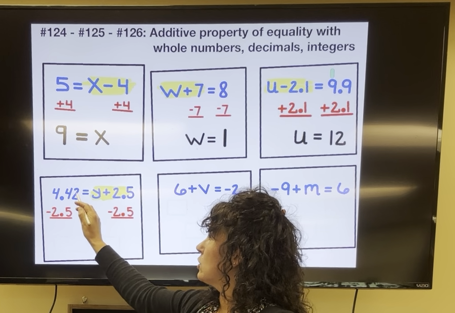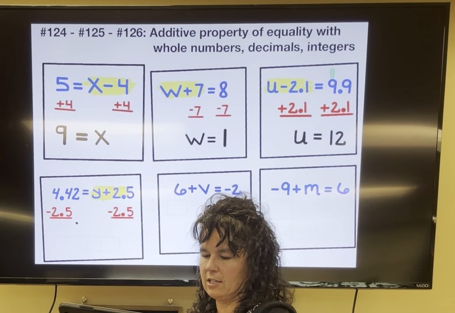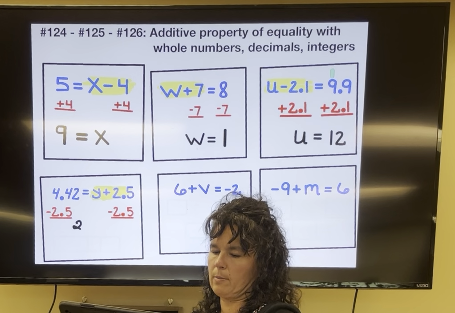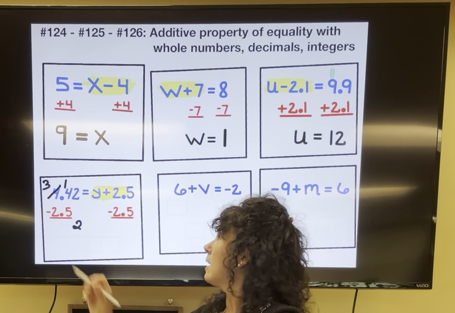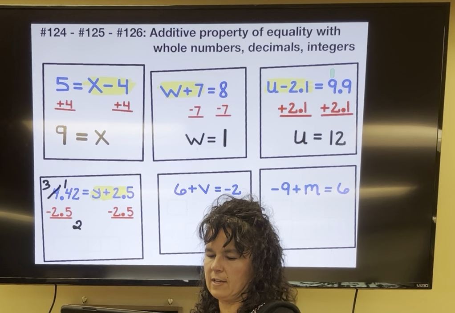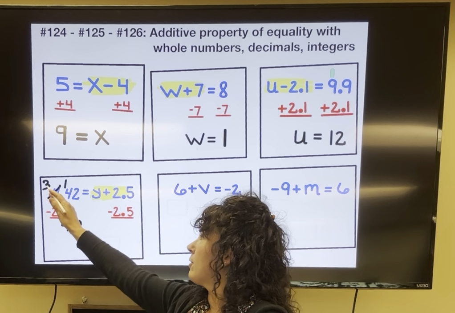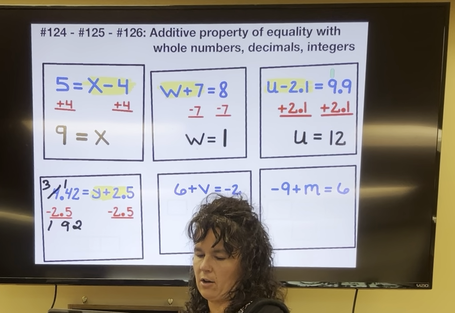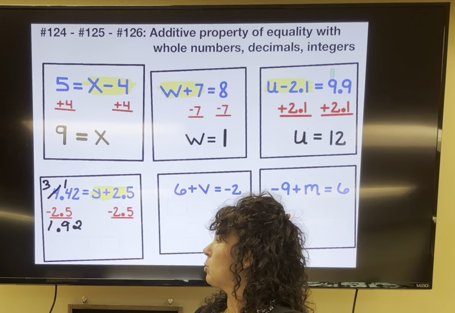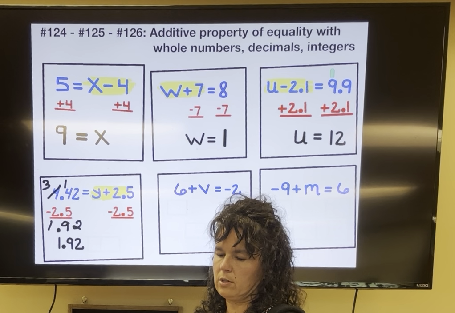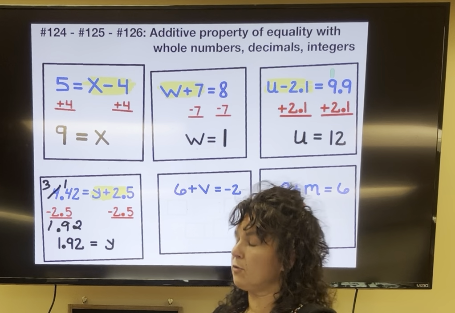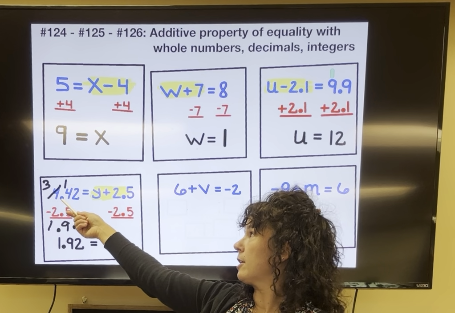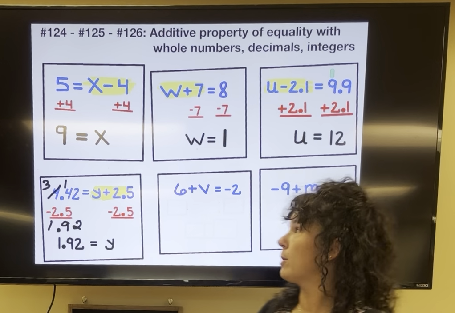Sorry. 2 minus 0 on a good day is 2. I cannot take 5 from 4, so I'm going to borrow. And 14 minus 5 is 9. And then 3 minus 2 is 1. Bring the decimal straight down. And so I end up with 1.92. Okay, so Y is by itself. Y equals 1.92. Most of you are going to pick up your calculator and do 4.42 minus 2.5.